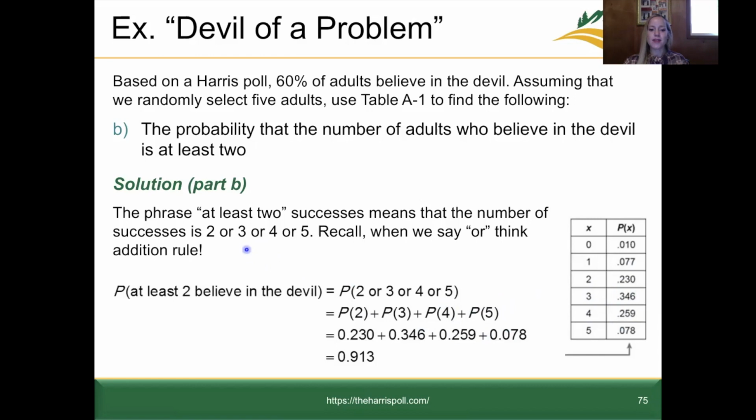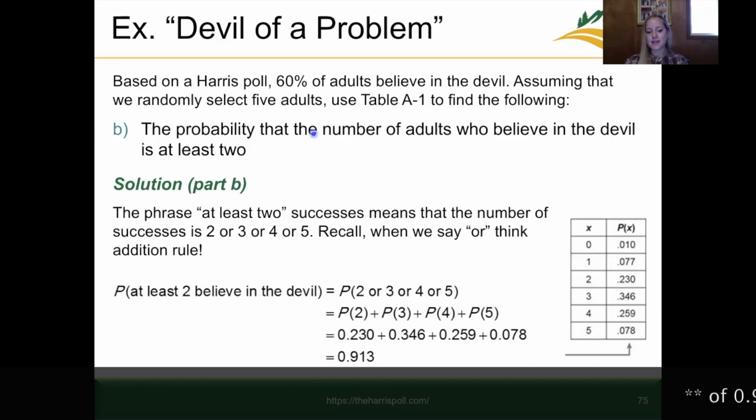Because the wording was "at least 2," we have the probability of 2, or 3, or 4, or 5, rather than the probability of 2 adults believing, and 3 adults believing, and 4 adults, and 5. So because we used this table and figured out all these probabilities based on our n value, our different x values, and our p value of 0.6, we get our final answer here of 0.193.